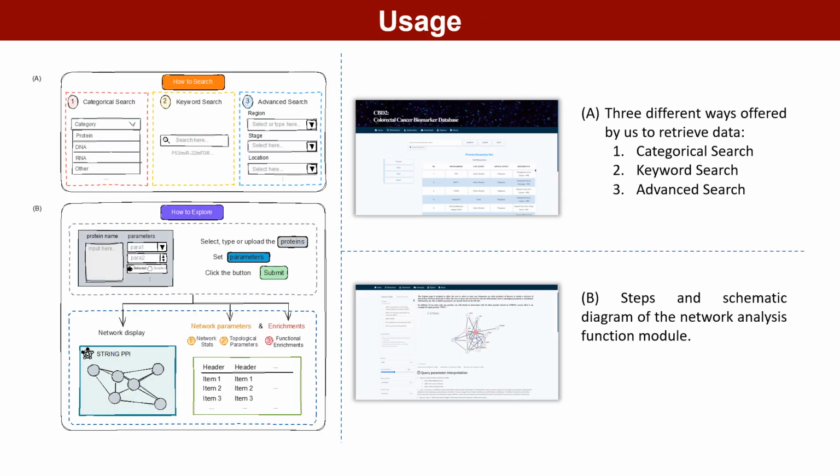Here is a simple guide on how to use the functions available in CBD2. Figure A shows 3 different ways offered by us to retrieve data: categorical search, keyword search, and advanced search. Figure B displays the steps and schematic diagram of the network analysis function module.